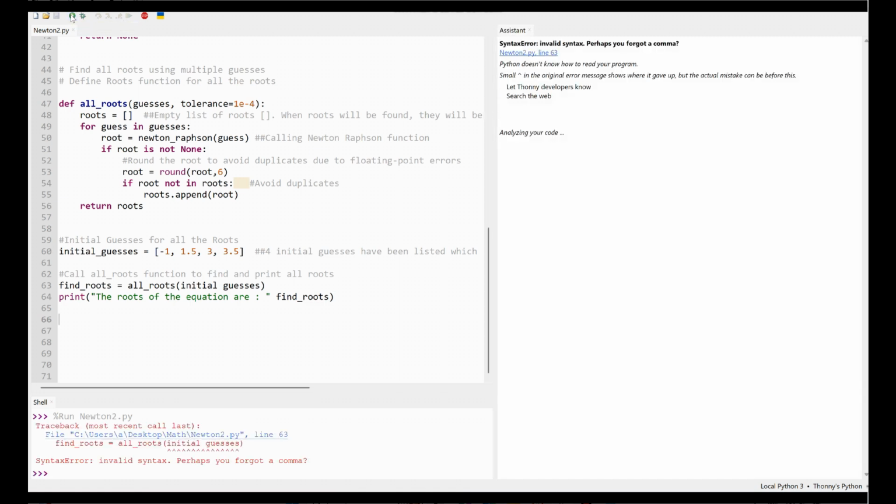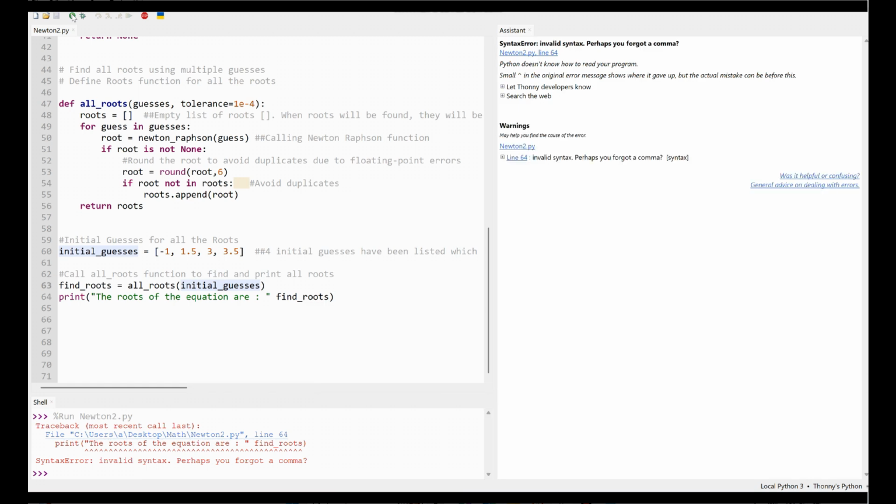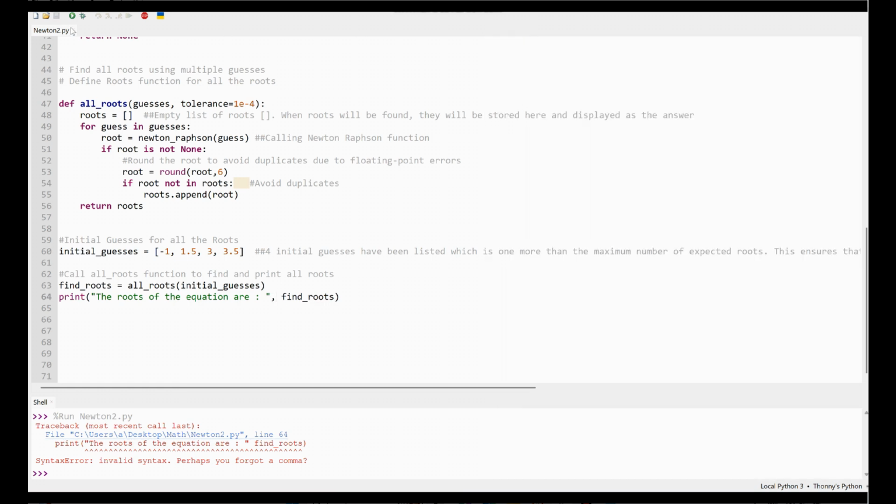Let's try to run it. No, we've got an error. It should be underscore over here because initial_guesses is underscored. Another error. So missing a comma. Now I try and I will run it again.